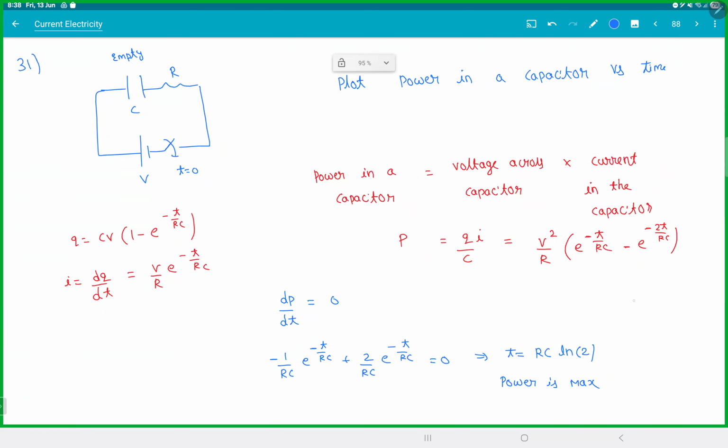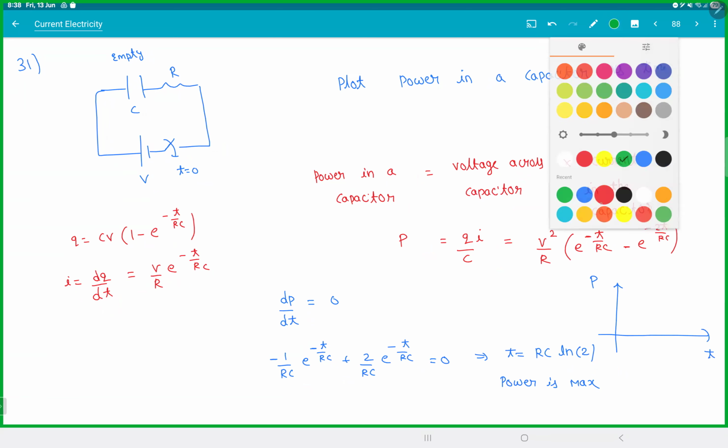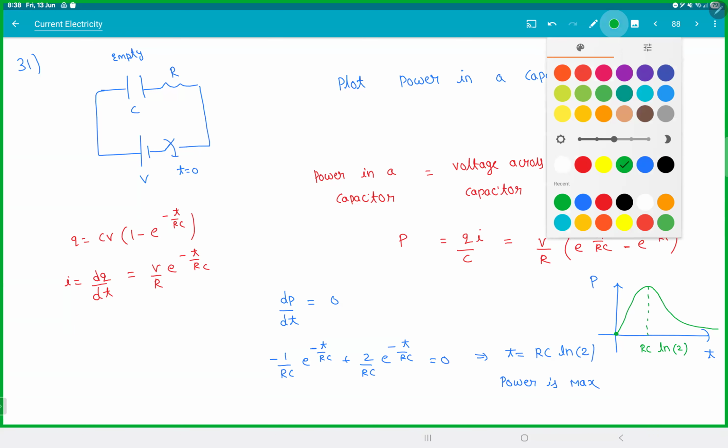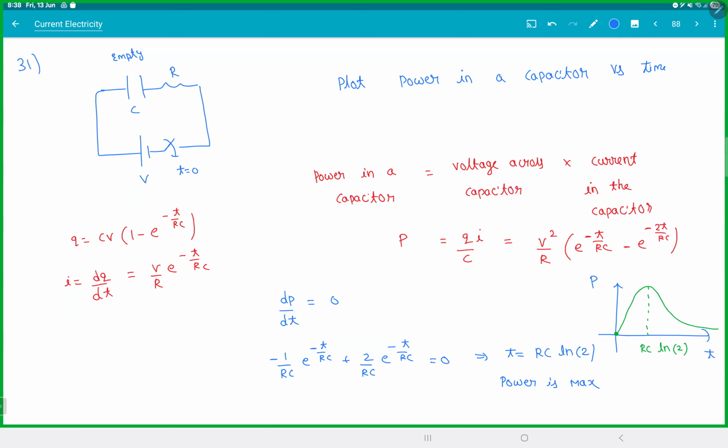So if you actually try to plot this graph, the power would be zero here, it increases and then decreases and becomes zero at infinity. And this peak value will occur at RC ln 2. In the exam there'll be 4 options like this, but they'll change the time. They'll say RC ln 2, 2RC ln 2, RC and all that stuff. So if you don't know that maximum value, you can't draw the graph. At this point, the capacitor is getting charged at the fastest rate.